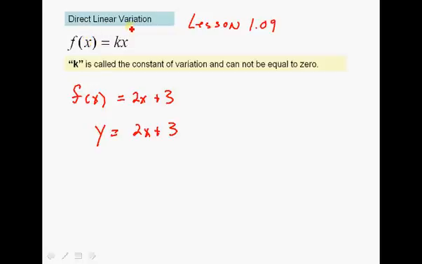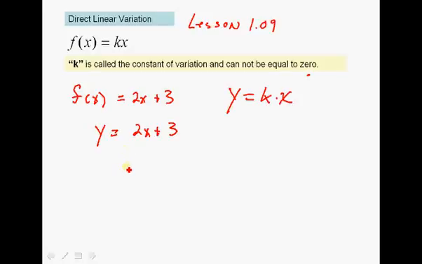Now, with direct linear variation, we're working with this thing called k, and k is called the constant of variation, and it cannot be equal to 0. Let's take a look at this. We've got a function that says y equals some constant times x. Where have we seen that before? Well, if you look down here, f of x or y equals 2x plus 3, there is x with a constant, the coefficient 2. For this particular equation, it's never going to change.